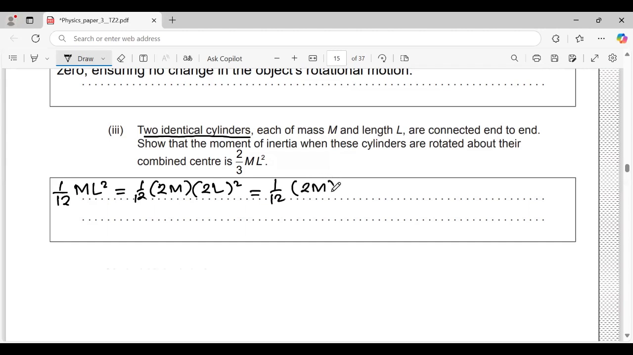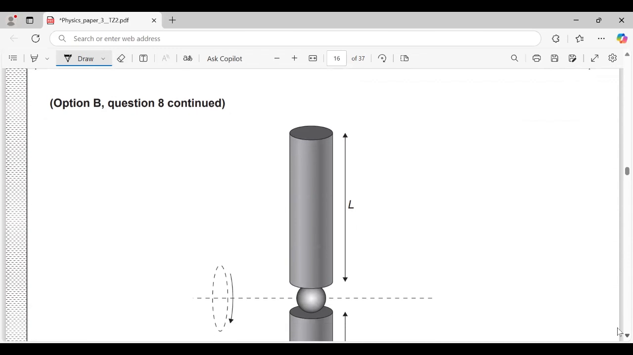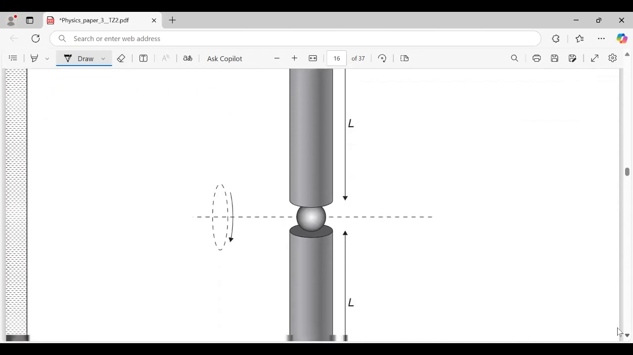times 2m times 4L squared. 4 times 2 times 1 is 8/12 ml squared. Simplify, it becomes 2/3 ml squared. So same with this statement. Okay, this is the diagram of two identical cylinders.